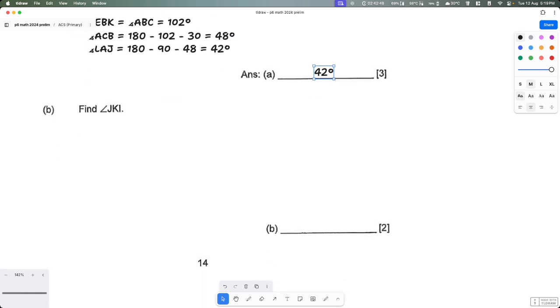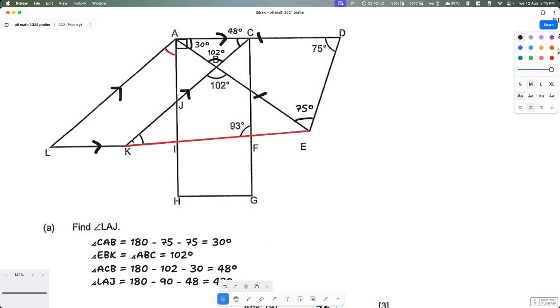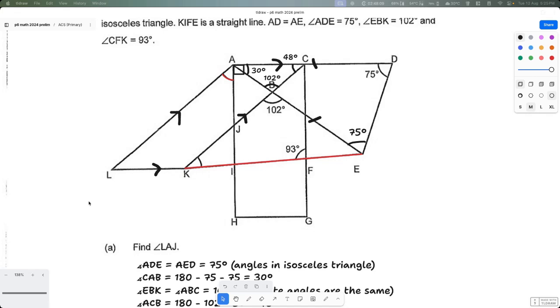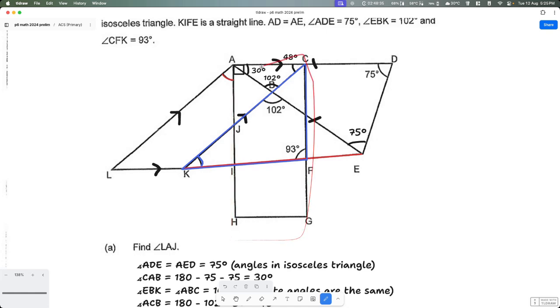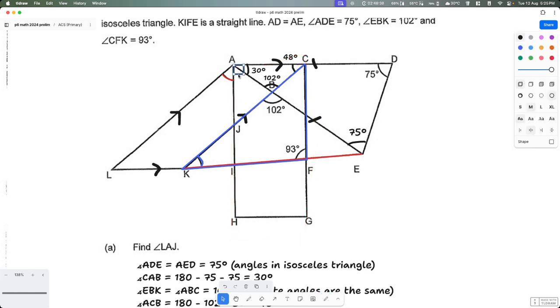So part B says find JKI. So JKI is this thing over here. Okay, so in order for us to get this angle, I'm going to draw in a different color. Basically, if you look at it, there is a triangle over here. So one point, two points, and then the last point, which is this one. So I'm going to cut through like this. At the same time, we know that this whole thing is a rectangle, so that means this is a right angle. That's why it's marked over here. So I'm going to draw slightly like this. So that means we can get this angle.